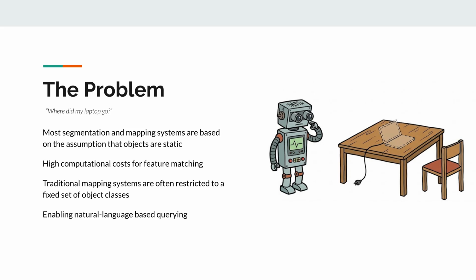The paper also addresses the high computational costs involved in feature matching because closed set detection may not generalize as well in open world environments where objects may go undetected. So there's this requirement for a low latency open vocabulary map, which also enables natural language based querying.